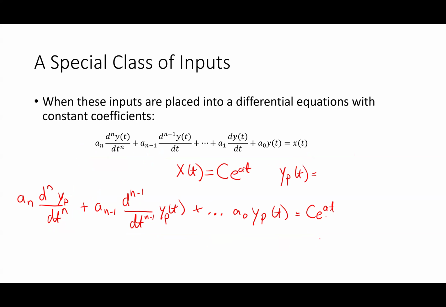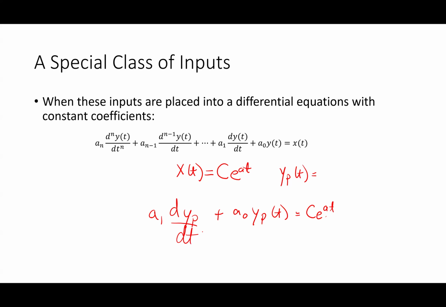And again, it's fancy looking, but let's simplify it a little bit. Let's say I have just again a first order system like this, A1 dy_p/dt like that. What do I guess in this case? B e to the at.